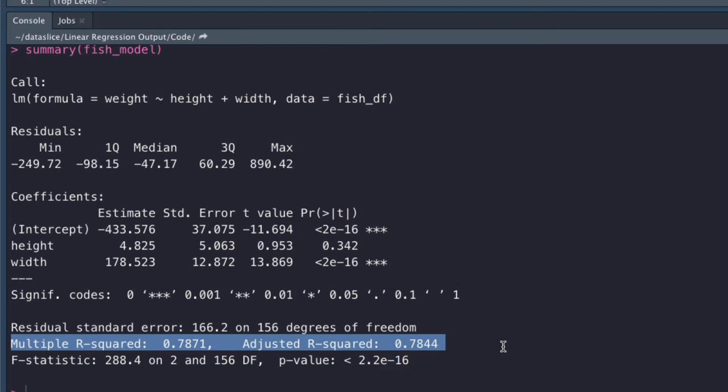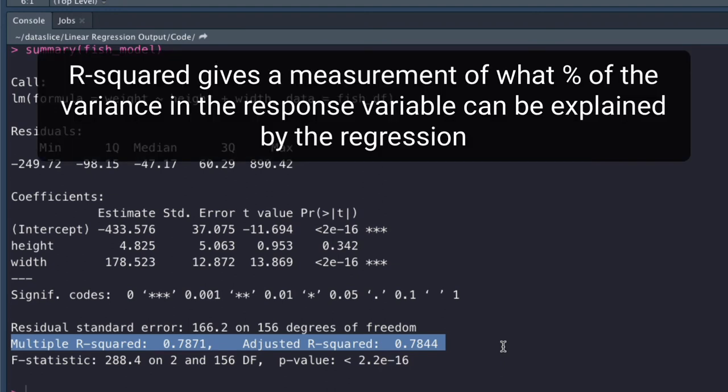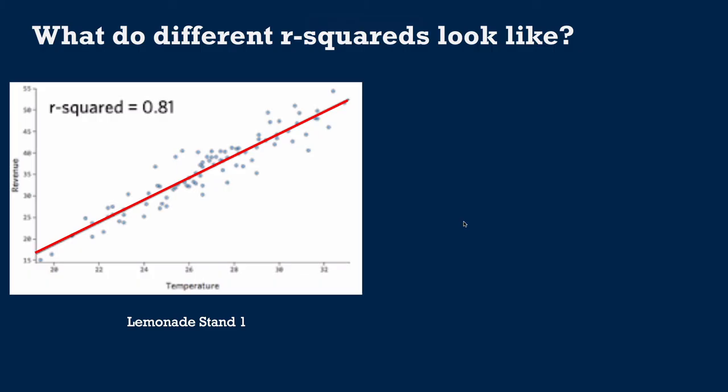Next is the R-squared, which I bet most people are familiar with, but essentially it gives you a measurement of what percent of the variance in the response variable can be explained by the regression. So this is an image I found online, and the example is showing how temperature affects the amount of money that a lemonade stand generates. It's a little tough to read, but on the x-axis we have temperature, and on the y-axis we have revenue. So on the graph, we see that the regression line fits pretty closely with the data points, and that the R squared is 0.81, which means 81% of the variation in revenue can be explained by the temperature.